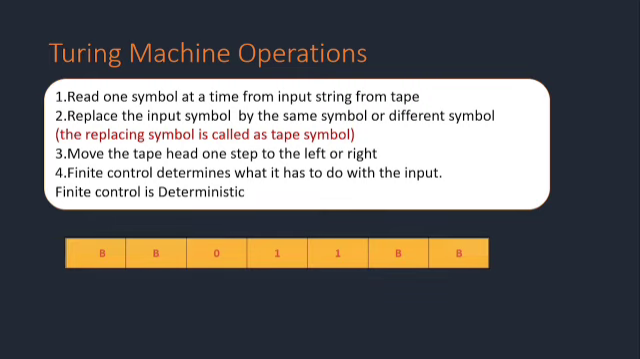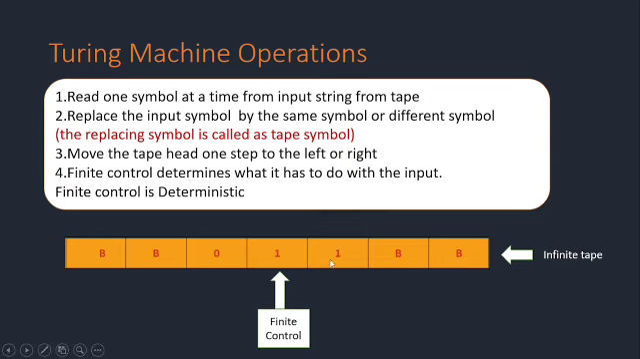Now you can see here that this is an infinite tape, because it can accommodate any number of inputs. That's why the Turing machine is much more powerful compared to other mathematical models. Now this finite control, and the top of the finite control, is called the read head. That means this portion is called the read head.